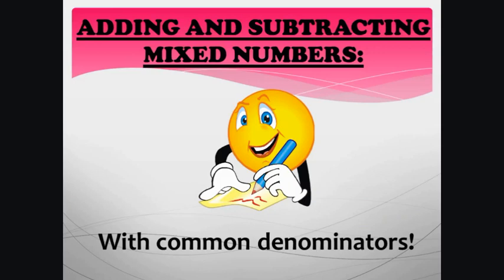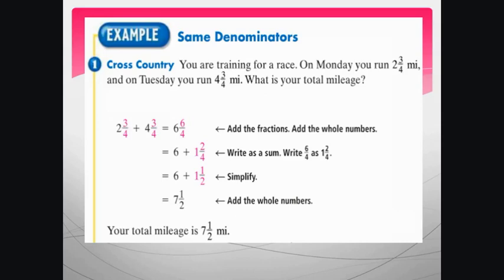So now we're going to take a look at an example of adding and subtracting mixed numbers with common denominators. Here we're asked to add the mixed numbers 2 3/4 plus 4 3/4 to equal 6 6/4. So let's figure out how we get that. First, we add the fractions and then we add the whole numbers. So as fractions, 3/4 plus 3/4 is equal to 6 over 4, written as an improper fraction, and we need to change that to a mixed number.